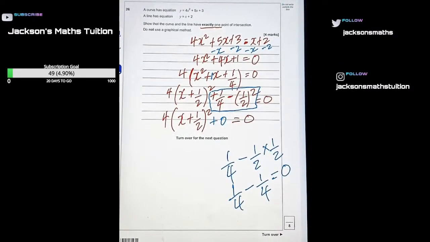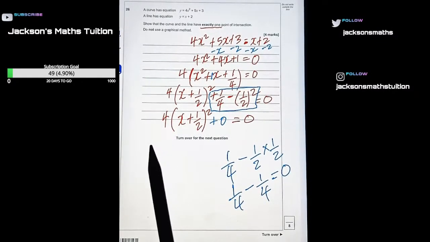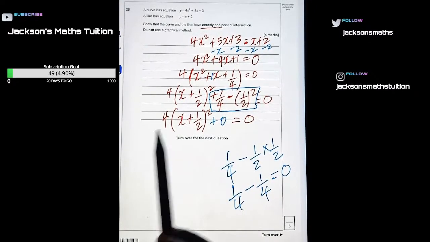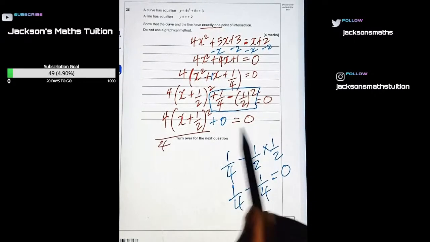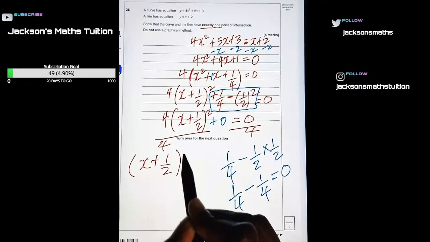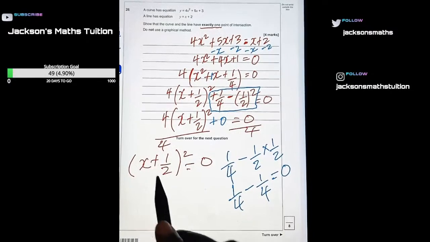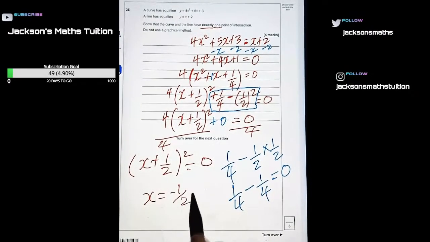And in that case now, if you're going to write down the solution, okay, of the point of intersection, here you can just divide through by 4. So you can just divide everything by 4 and it still gives you 0 over there. So this is actually x plus a half, all squared equal to 0, which means x is going to be negative half. The negative of this inside the bracket, negative half, with no other solution.